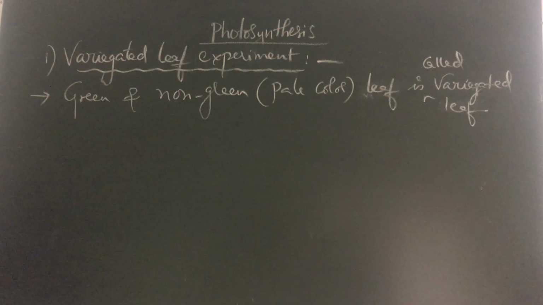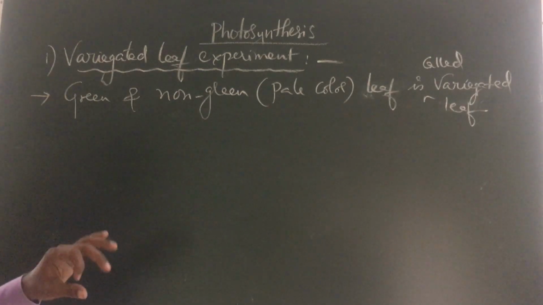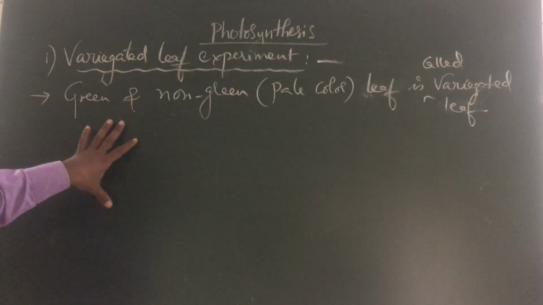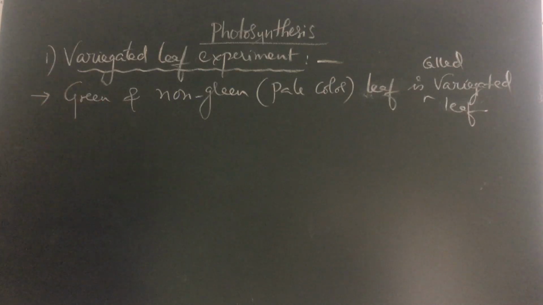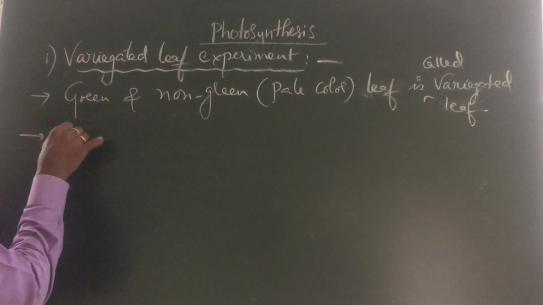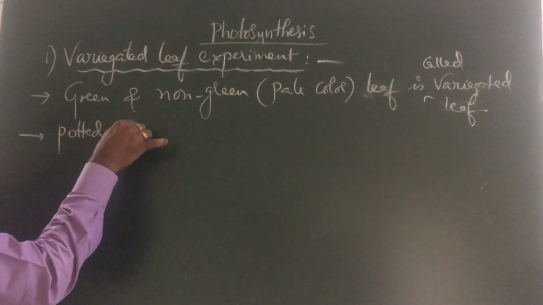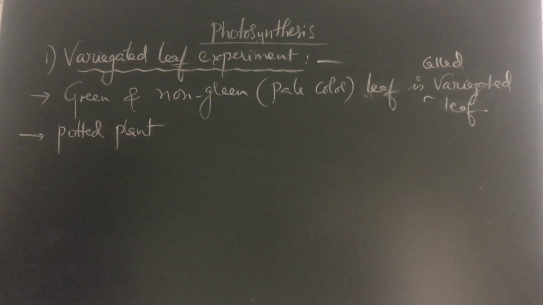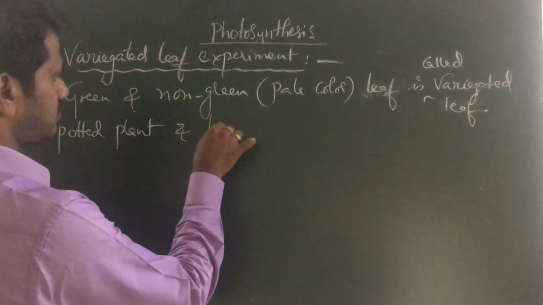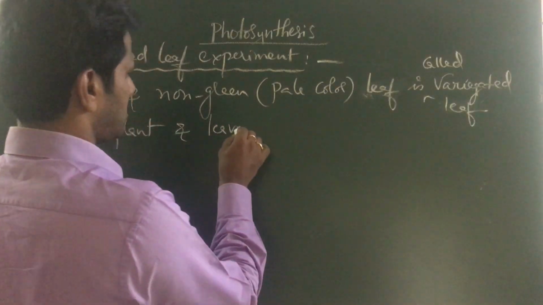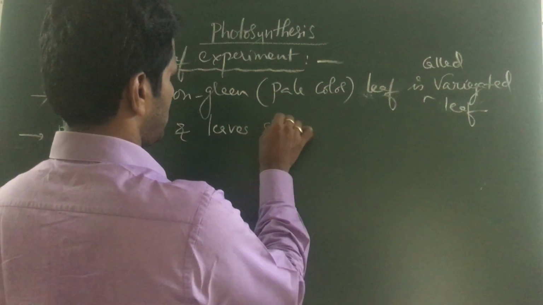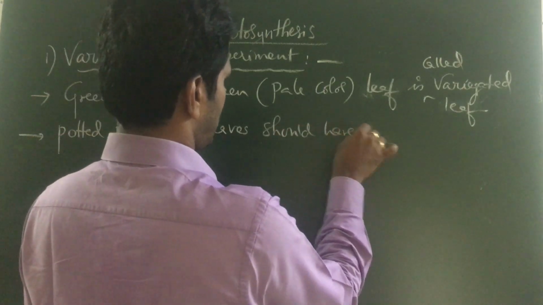So this kind of leaf, if you take and check the rate of photosynthesis in the green or non-green part, then you will clearly understand this kind of experiment. So here the plant, you have to take a potted plant, and the leaves should have both green and non-green parts.